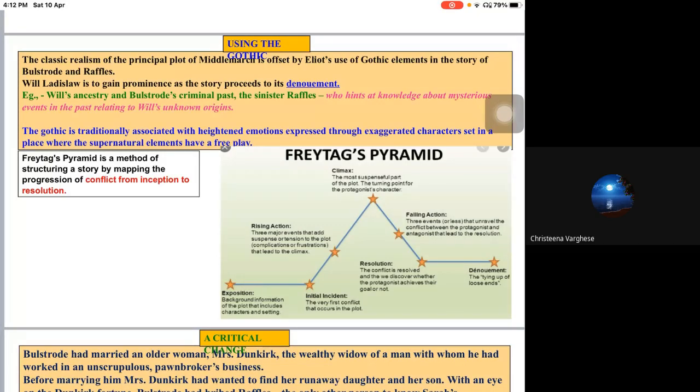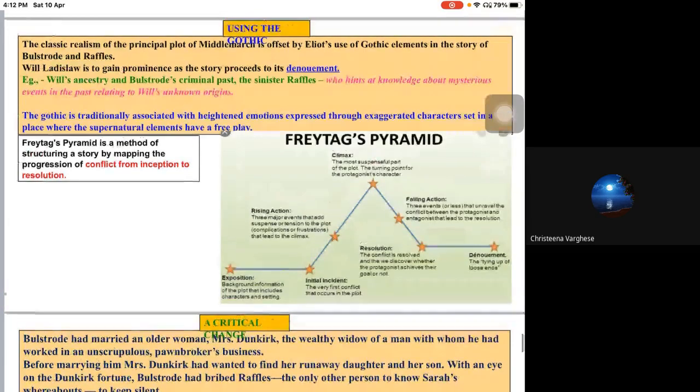And talking about denouement, what you see there on the slide is Freytag's pyramid. It's a method of structuring a story by mapping the progression of conflict from inception, that is the beginning, to the resolution. Now, look at the structure of the graph. It starts from the left side of that image, from exposition, that is background information of the plot, which includes characters and setting. And then we go to the initial incident, the first incident that creates the conflict. And then you have rising action, where there are three major events that add suspense or tension to the plot, and complications or frustrations, which take the action further up to the climax, the most suspenseful part of the plot and the turning point for the protagonist's character.